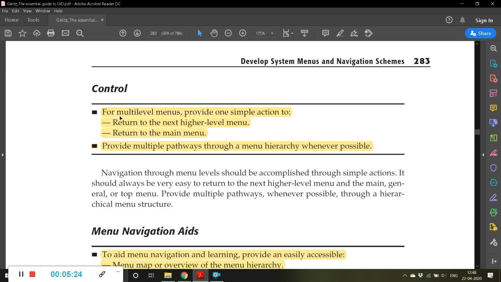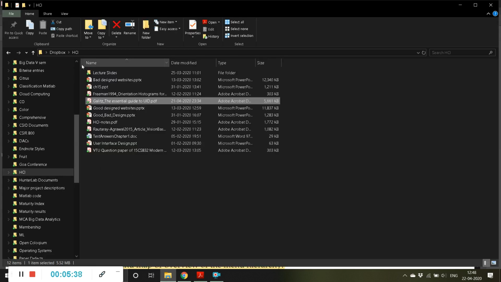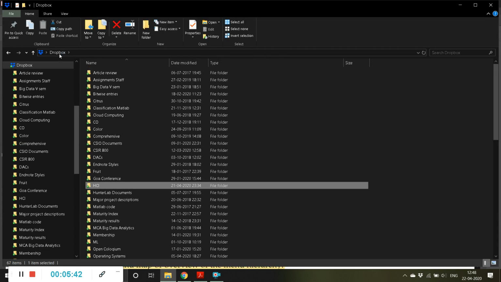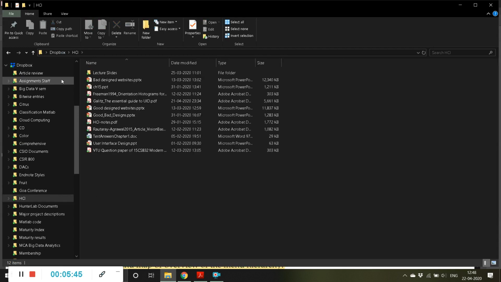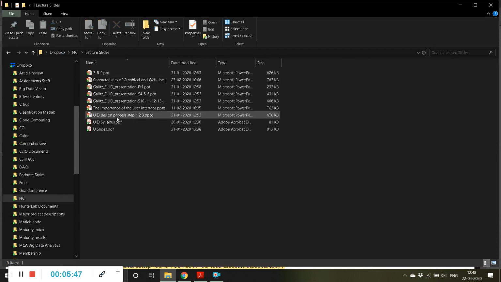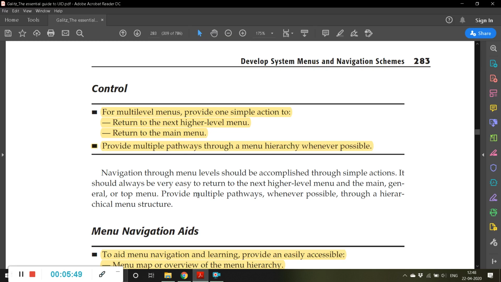If you are using a multi-level menu, meaning there are multiple levels of menus, then provide one simple action to return to the next higher level menu. For example, if I click on Dropbox and then go back, this is the return to the main menu. Then I can go directly to the main menu.